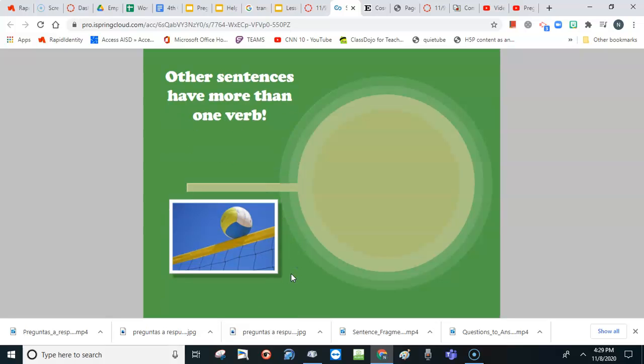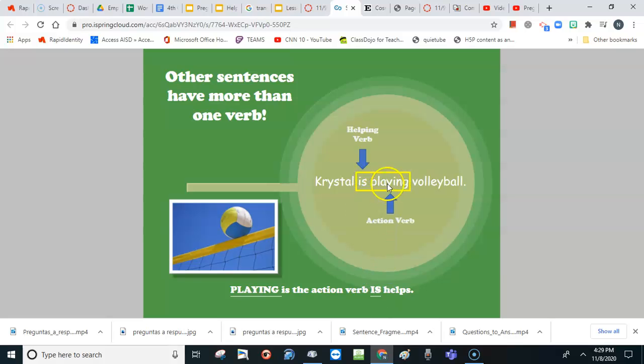Other sentences have more than one verb. Crystal is playing volleyball. Here, is is a helping verb. It helps the verb playing. Playing is the action verb. Is is the helping verb. Together, they make the two-part verbs. Helping verb, action verb.